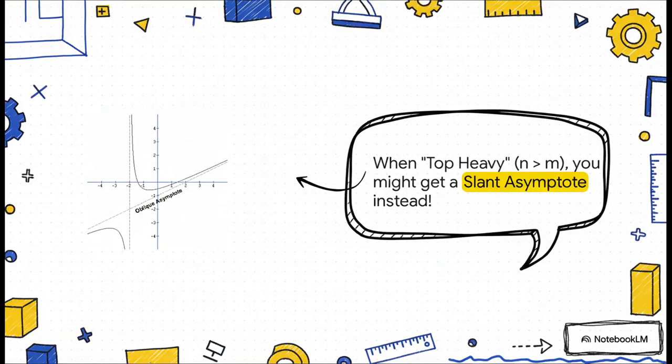But wait, that top-heavy case has a really cool plot twist. If the numerator's degree is exactly 1 bigger than the denominator's, something special happens. We don't get a horizontal fence. No, we get a diagonal one. It's called a slant asymptote, and it acts as a tilted guideline for the graph. To find its exact equation, you use a technique called polynomial long division, which is a whole other adventure.